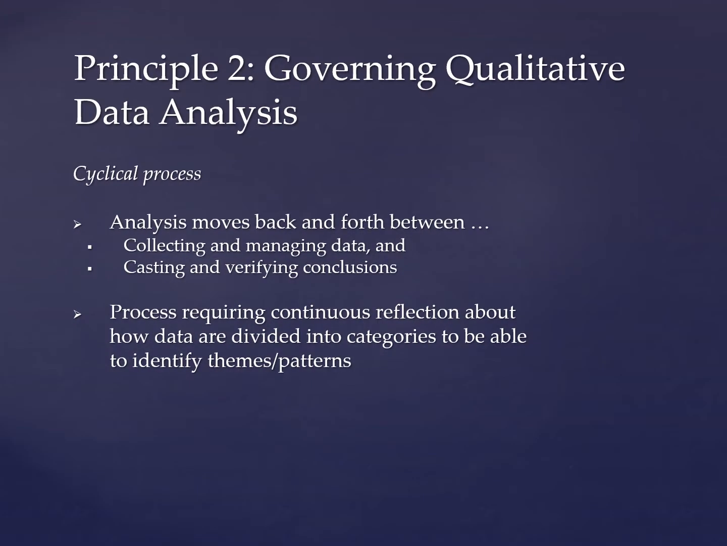The second principle governing qualitative data analysis is the cyclical process, and we just mentioned that briefly in our previous slide. We have to understand the analysis moves back and forth between collecting and managing data and then identifying and verifying conclusions. So we can collect and manage data, make a conclusion, verify it, and then go back to collecting data. Or we can collect and manage data, make a conclusion, and then go back and collect more data to see how it works out. It's a process requiring continuous reflection about how the data is subdivided into categories so that we can look at themes and patterns and so forth. Again, it's an ongoing cyclical process.